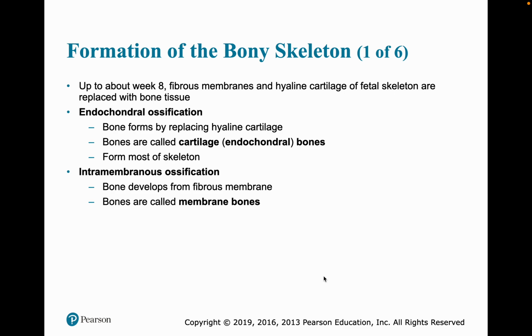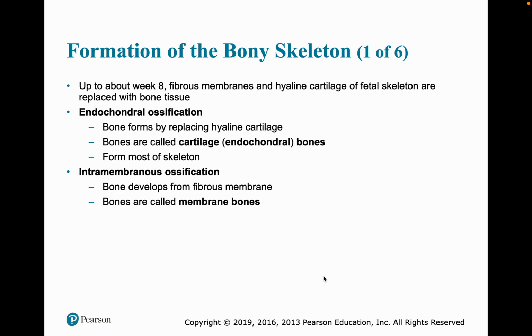So about 8 weeks, fibrous membranes and hyaline cartilage of the fetal skull are replaced with bone tissue. So there are two different ways we can make bone. There is endochondral ossification, which is probably the more common type. Bones are formed by starting with a hyaline cartilage model, that is the shape you want the bone to be, and then replacing that hyaline cartilage with bone tissue.